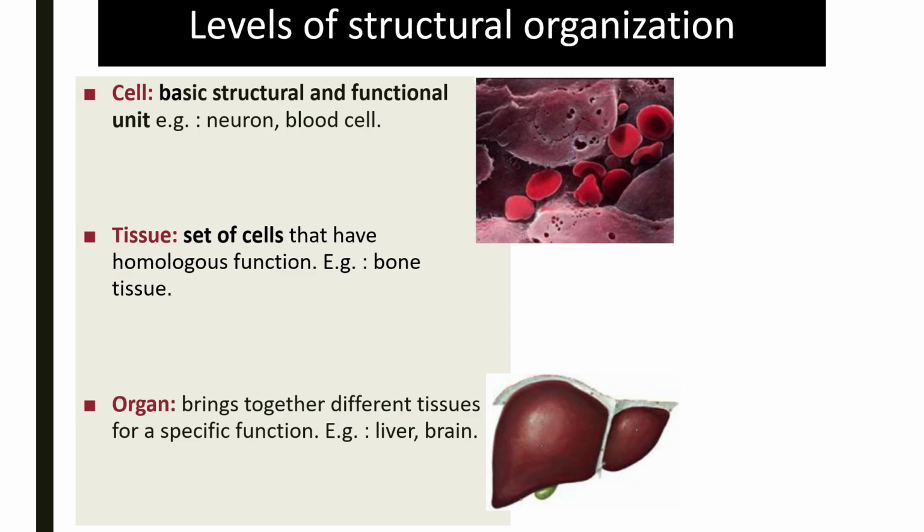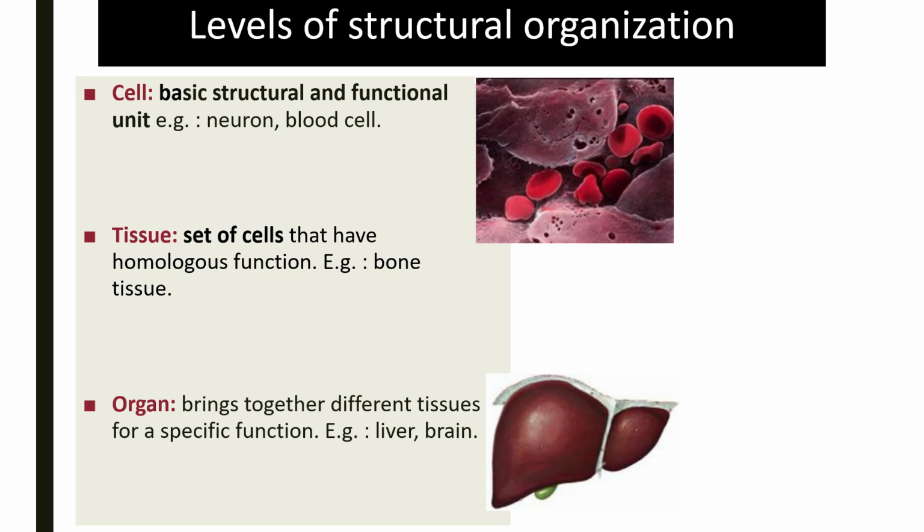And now we come to the structural organization of the human body. The smallest element that makes up the body is the cell. The cell is the basic structural and functional unit that makes up a tissue or organ. Each cell is given a name according to the tissue it constitutes. For example, neurons or blood cells or muscle cells or bone cells. A group of cells forms a tissue.